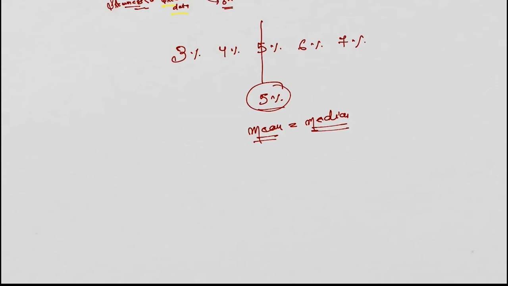Okay. And if I ask you whether the data is symmetric or not, the data is symmetric. The reason is we have two data points on the right and two data points on the left. So the data is symmetric, and that is the reason we have mean equal to median. If I ask you what is the skewness of the data, even without getting into the maths or the formula, the skewness would be zero, right? The skewness would be zero.